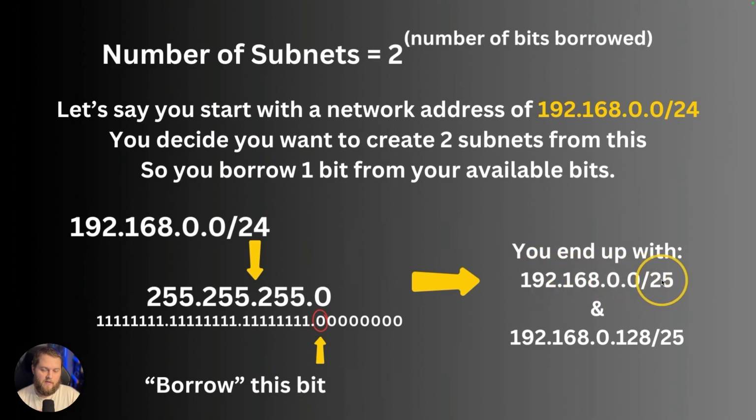192.168.0.0 /25, and then you want to do 192.168.0.128 /25. Because when you turn this on, you're going to get 128. So you have 128 and then you have 64 and then you have 32, if you're thinking about how all these bits are placed in your mind. So 0 to 127 for this one, and then 128 to 255 for your next one.